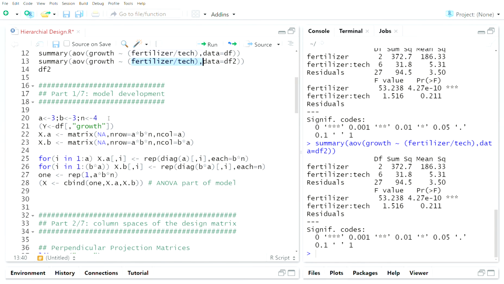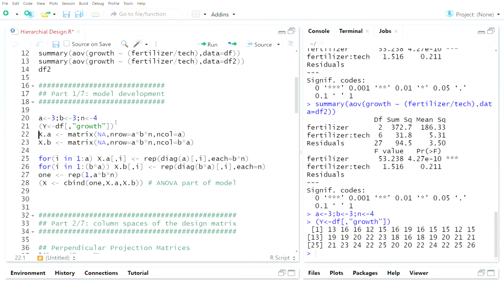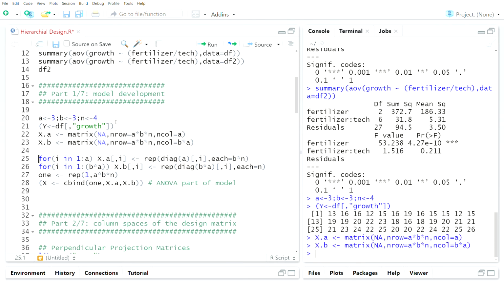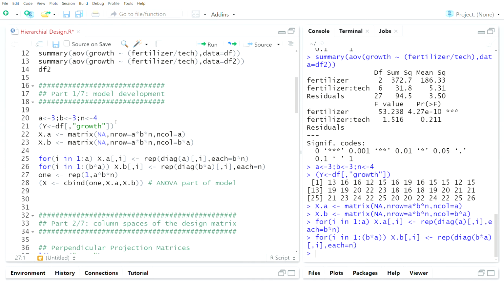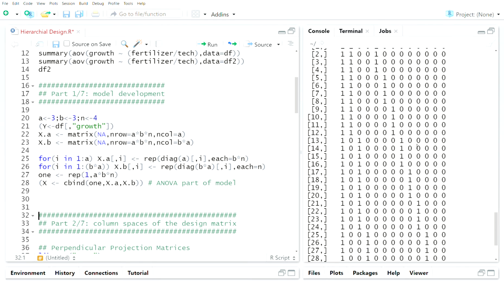Now, let's go to part 1, model development. A, fertilizer, has 3 levels. B, technician, it kind of has 3. It has 3 levels within a level of A. So that's why B is 3. We're going to put the growth in the Y variable. We're going to create 2 data matrices, one for factor A, one for factor B. We're going to populate it. There's a column of 1s in the first column, and so this is the design matrix.